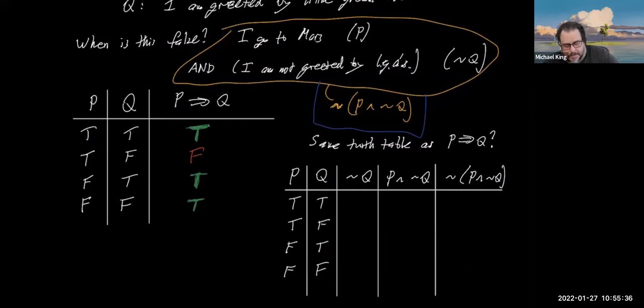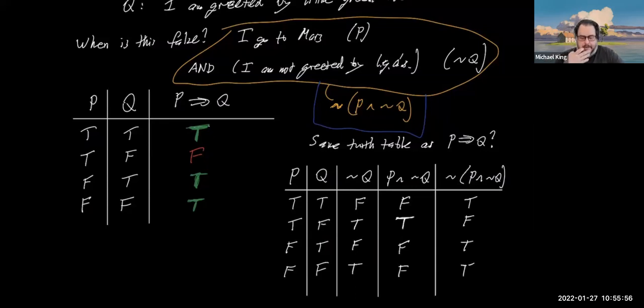Yes. Right, so not Q just flips this column. We add those together. The only place that's true, I think, is there. And you can see now that if you flip this column, it becomes the same thing. So again, a little strange, but this is the truth table for P implies Q.